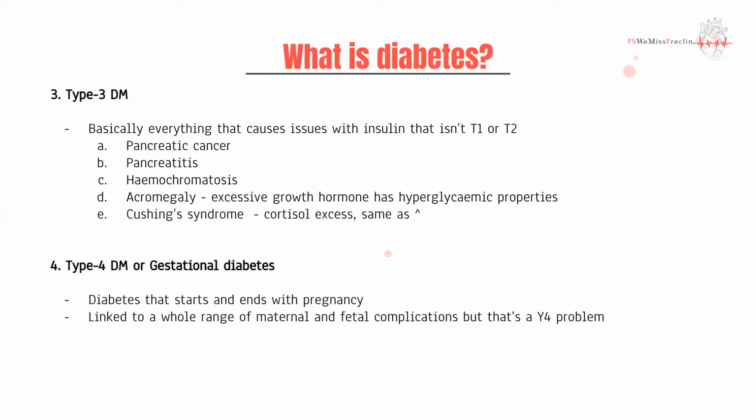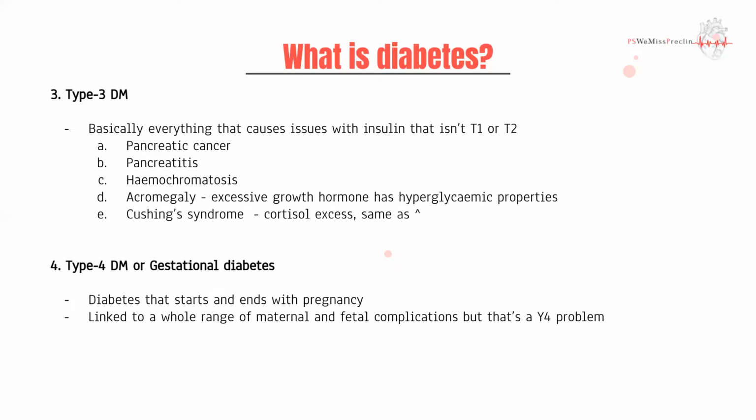Hemochromatosis, because in the liver, when you have a higher rate of turnover, you're actually pumping out more glucose, and this can lead to hyperglycemia. With acromegaly, you have excessive growth hormone, and that again affects the liver to release a lot of glucose into the blood, causing hyperglycemia.